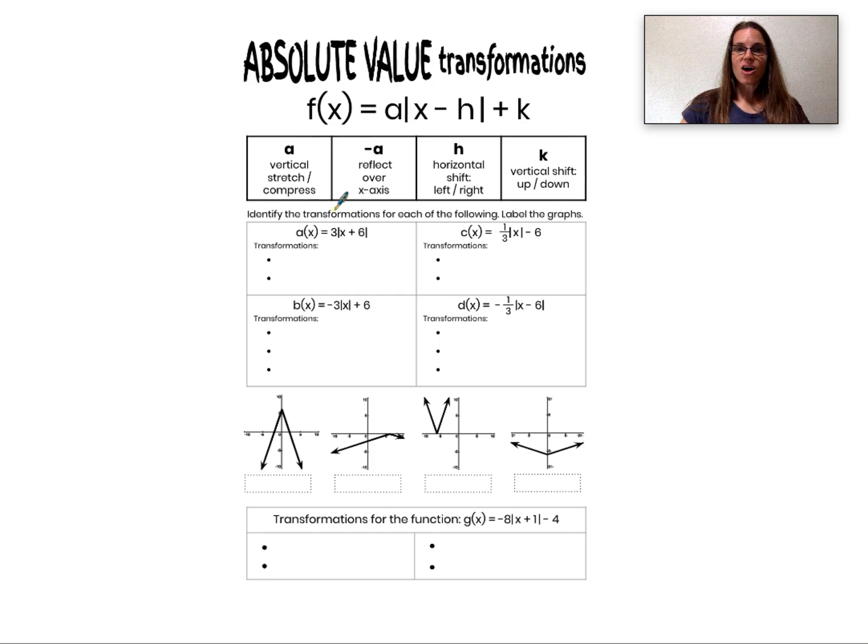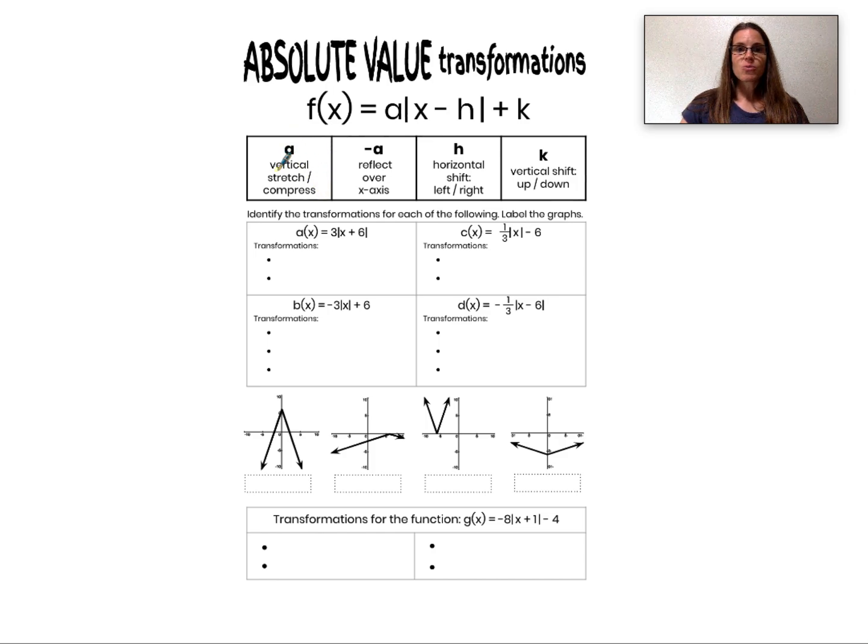Let's summarize all of our absolute value transformations. We can do this with this top function rule that includes all of our possible transformations. F of x equals a times the absolute value of x minus h plus k. First, what is the effect of a? What transformation occurs to the parent function if we multiply by a coefficient a in front of the absolute value bars? Well, we will either vertically stretch or vertically compress our graph.